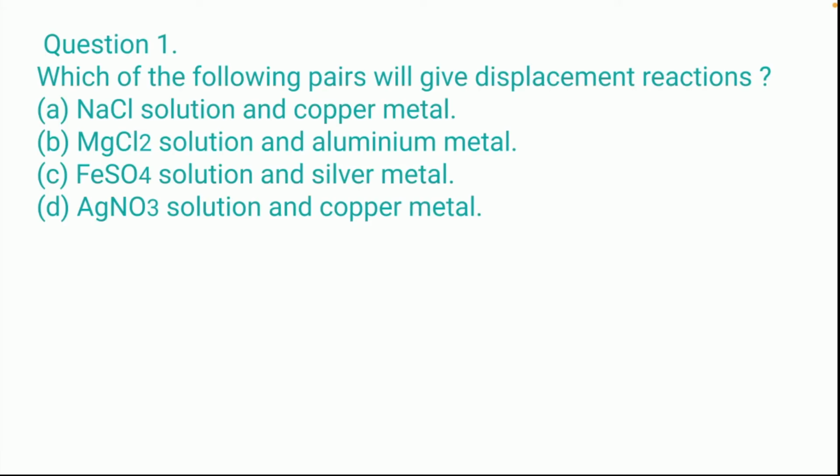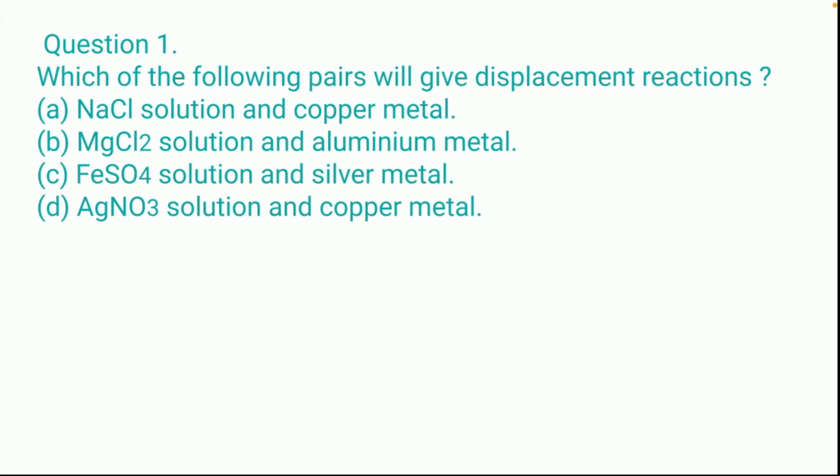First question we have: which of the following pairs will give displacement reactions? First one is NaCl solution and copper metal, MgCl2 solution and aluminum metal, FeSO4 solution and silver metal, and AgNO3 solution and copper metal. As we have learned, a displacement reaction can be possible when a more reactive metal displaces the less reactive metal from the aqueous salt solution.